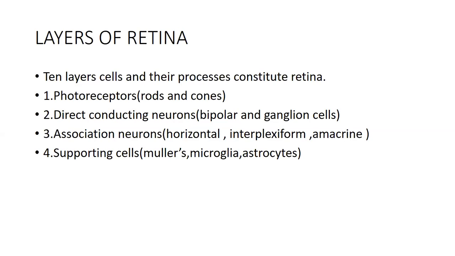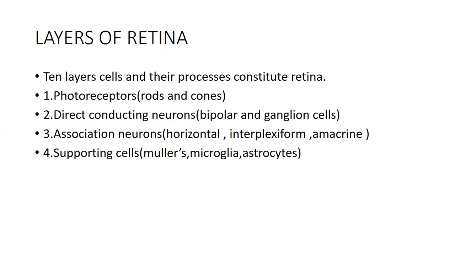Ten layers of cells and their processes basically constitute the retina. So now I will tell you exactly the different types of cells present in the retina. There are neurons and supporting cells. Number one, photoreceptors. What are photoreceptors? They are basically neurons that are photosensitive, and these are rods and cones. Number two are the direct conducting neurons, which are the bipolar cells and ganglion cells. To keep in mind, rods and cones are first order neurons, the bipolar cells are second order neurons, and ganglionic cells are third order neurons.